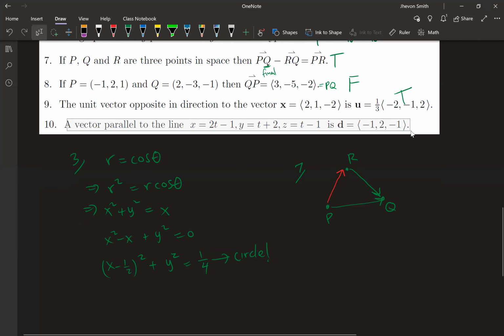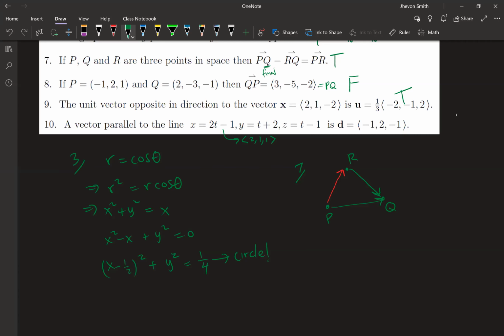A vector parallel to this line is that. Okay, so what is the vector that you're going to look at that's parallel to this line? What vector would come to mind first? 2, 1, 1, right? So now you want to see, is this guy actually parallel to that? Is this a scalar multiple of that?